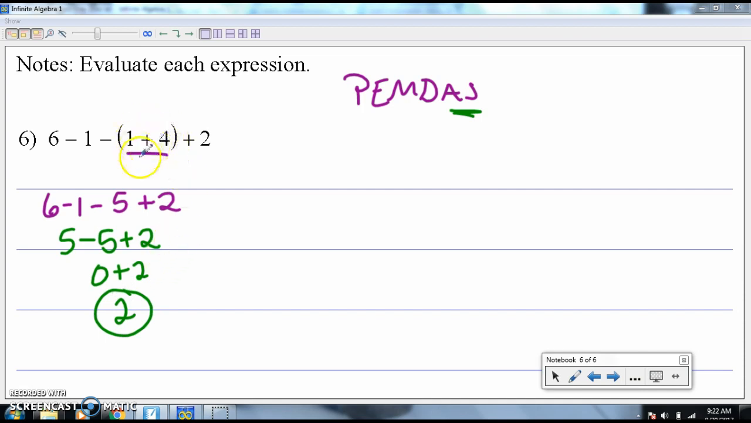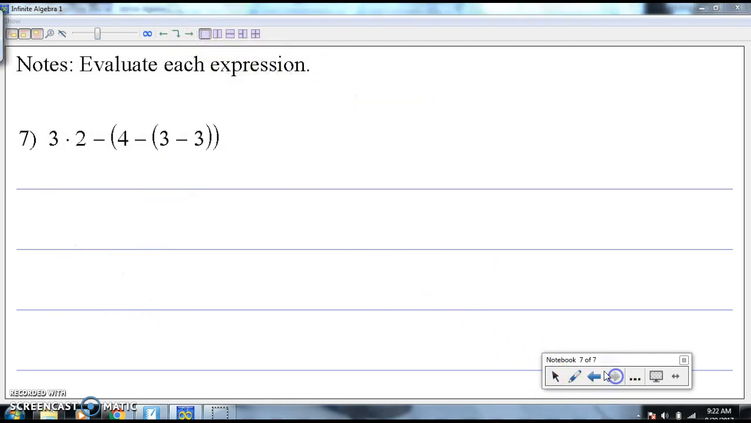Okay, so do parentheses first, and then since it's all addition and subtraction, we have to start on the left side and work our way across. Okay, let's do one more, and then you're going to try some on your own.